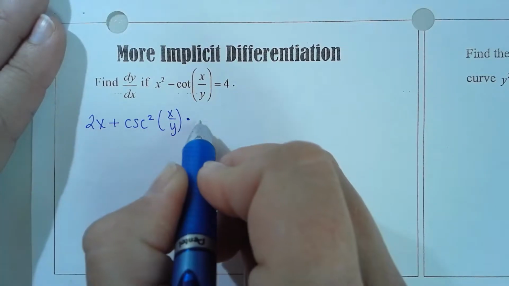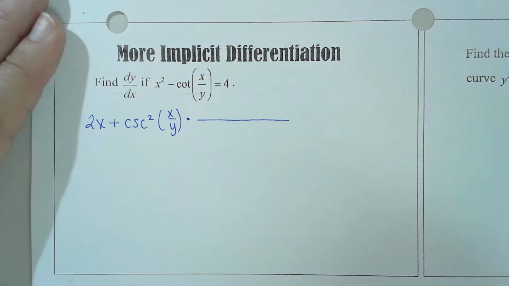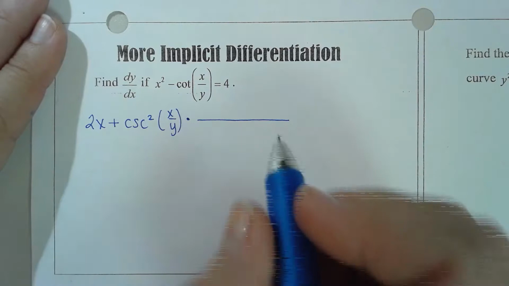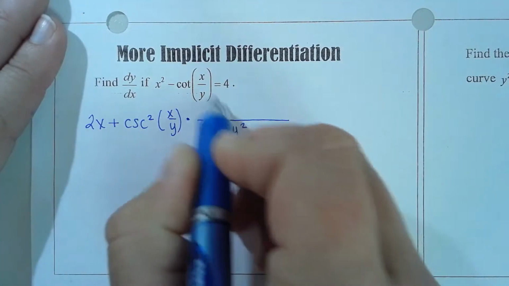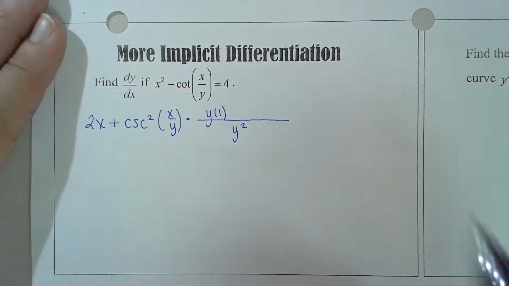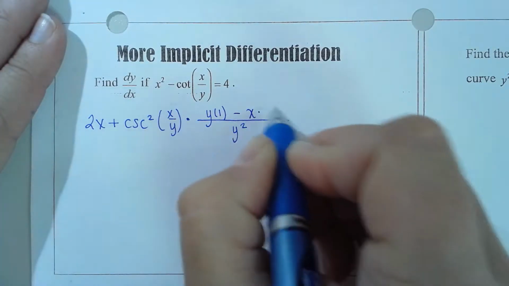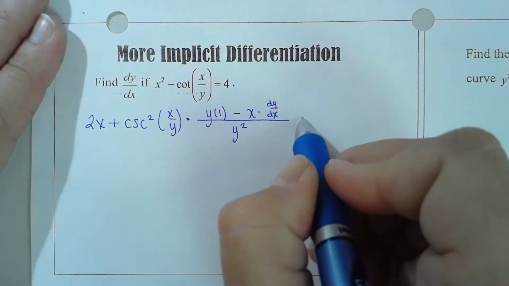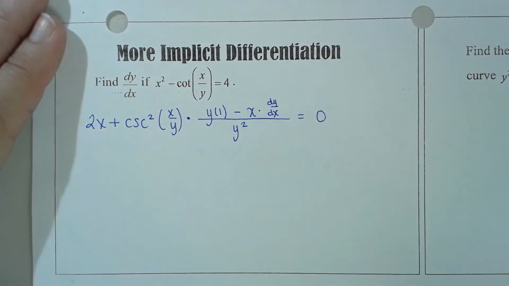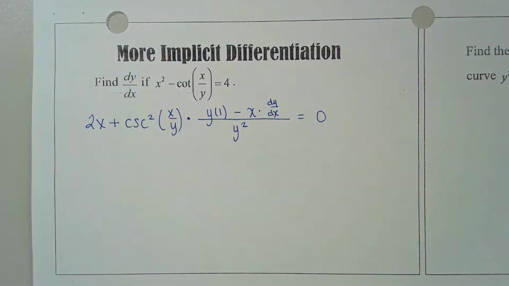Then the chain rule says we need to multiply by the derivative of the inside. Well, the inside is a quotient, so we're going to use the quotient rule. I'm going to square the bottom, rewrite the bottom, multiply by the derivative of the top, minus the top times the derivative of the bottom, which is dy/dx. And I go to the other side of the equal sign, and the derivative of 4 is 0.